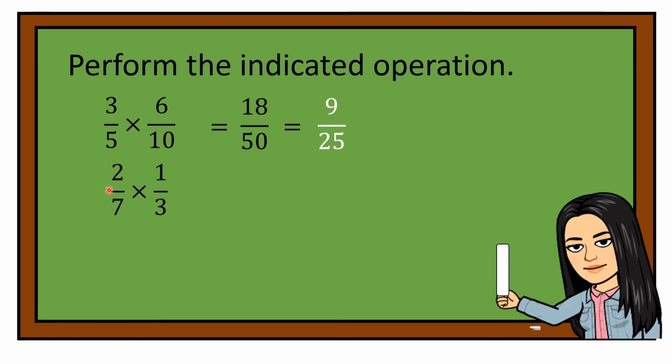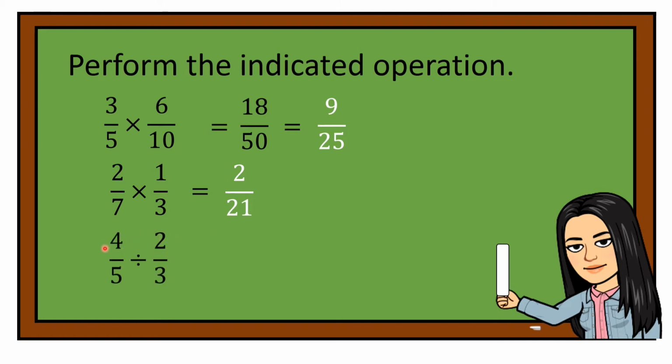Another, 2 over 7 times 1 over 3. So that would be equal to 2 times 1 is equal to 2. 7 times 3 is equal to 21. 2 over 21 doesn't have common factors. Therefore, it is already in simplified form.